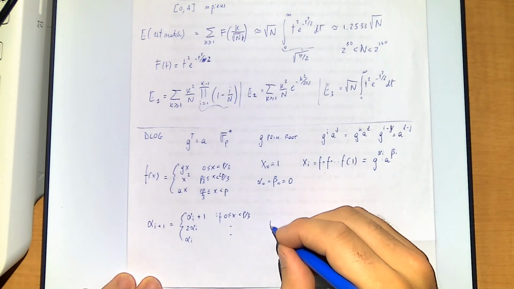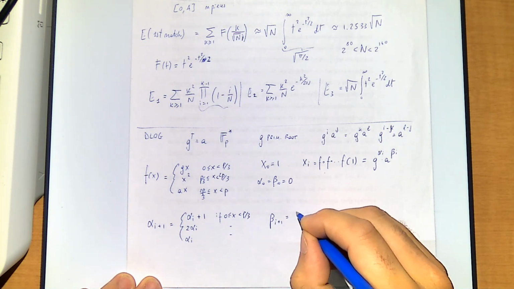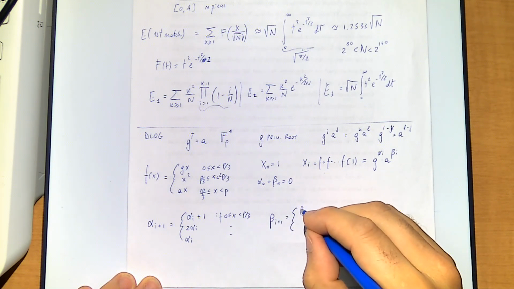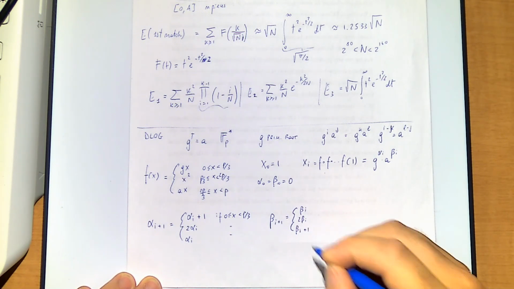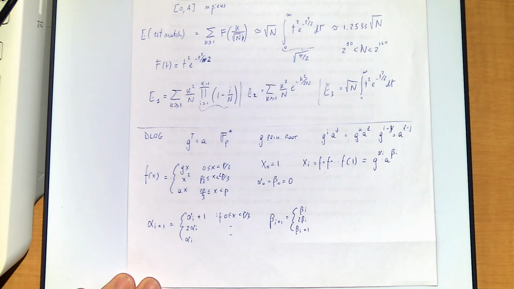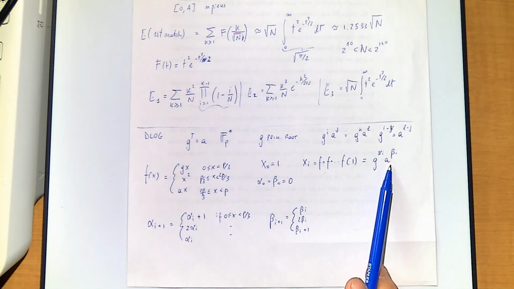Obviously, you can do the same thing for the beta, which either stays the same, doubles, or increases by 1 in the opposite sequence of events. Right? So you can see, you can model the behavior of the alpha and the beta exponents. You can just look at how many times g appears and how many times a appears. Okay? So basically, we can just look, rather than the g and the a, at the exponents.